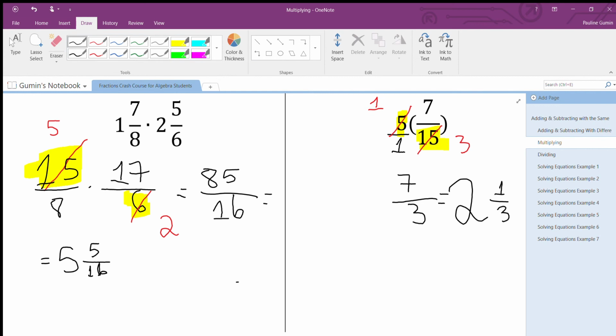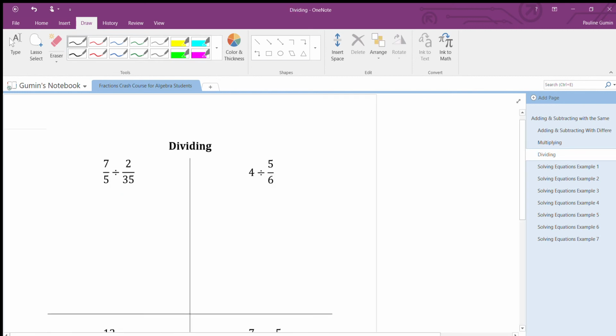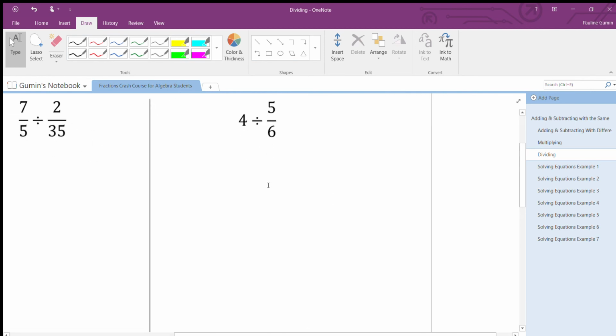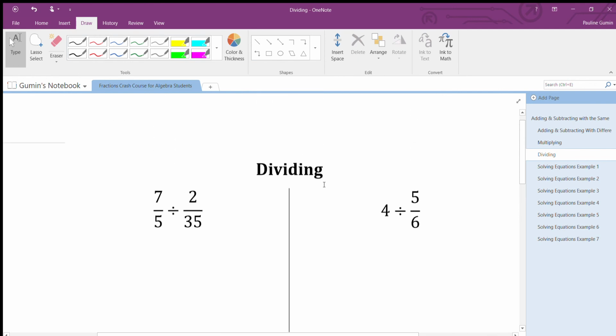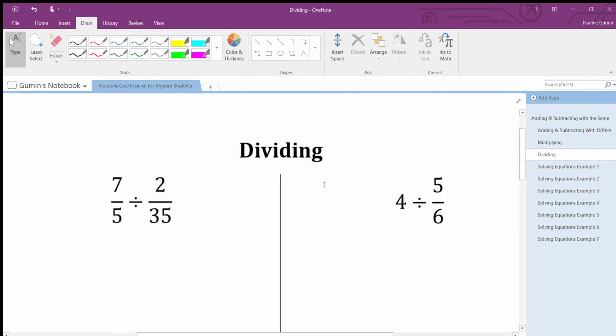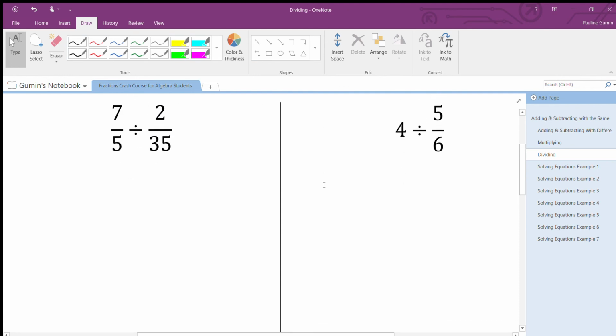All right. Let's do our last operation, which is dividing, and then we'll be done with this part. As you can see on the right-hand side, zooming in again, by the way, we're going to do some equation examples in the second part of this video. Or I guess in the second video about this subject. Okay, dividing. Dividing fractions is the same as multiplying, with one extra step.